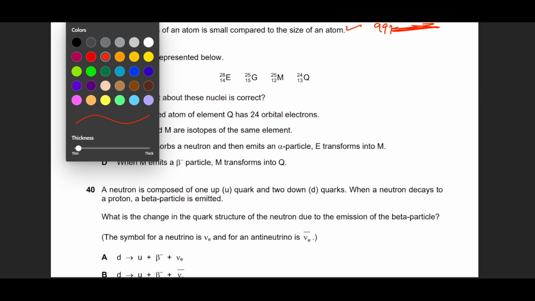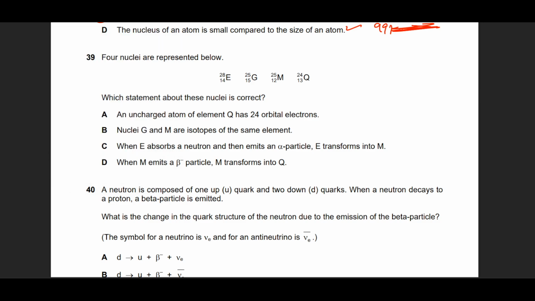39. You just have to test out all the options. And to test out all the options, you will see that option A says that an uncharged atom of Q has 24 orbital electrons. No, it would have 13 electrons because the number of protons is equal to the number of electrons. Option B says nucleus G and M are isotopes of the same element. M and G should have had the same protons. This 12 is not equal to the 15 of the G.